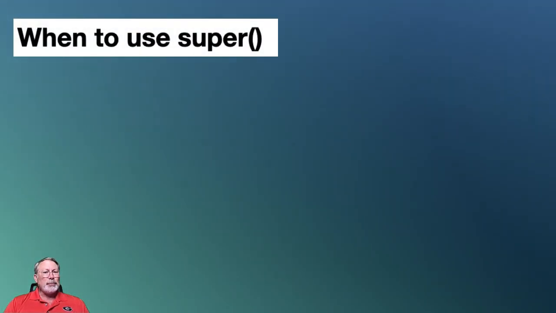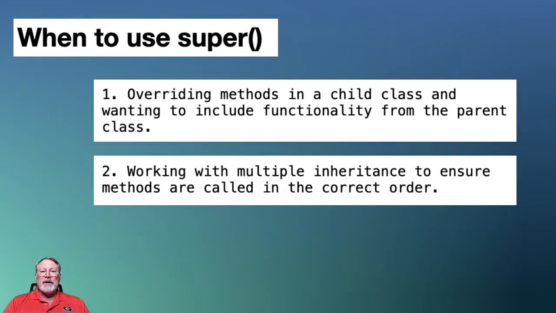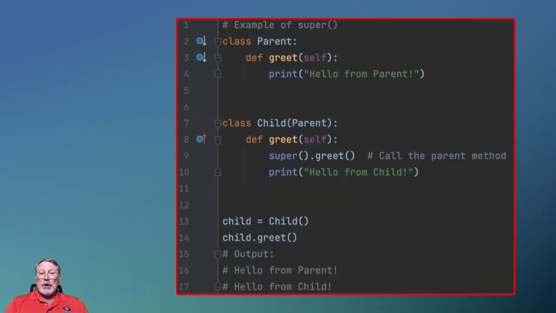You'd use super when you're overriding methods in a child class and wanting to include functionality from the parent class. When you're working with multiple inheritance to ensure methods are called in the correct order. And when you're reducing code duplication by reusing parent class implementation. Let's start with a simple example of using super to call a method from the parent class.